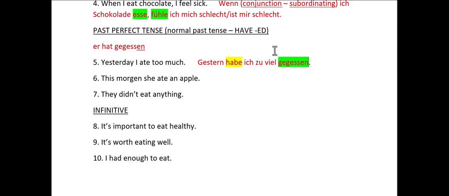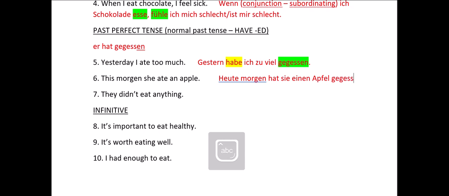Gestern habe ich zu viel gegessen. This morning she ate an apple. So again, we're going to start with the time phrase because the English does. Heute Morgen hat sie einen Apfel gegessen.